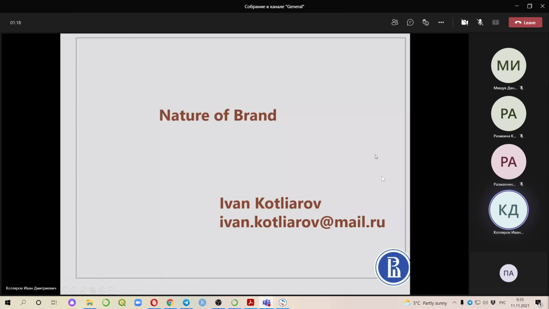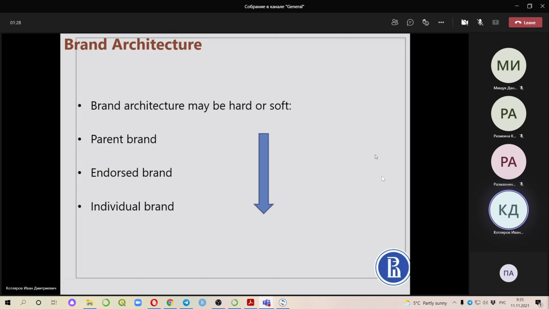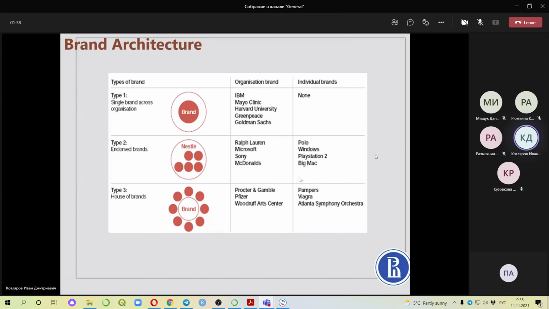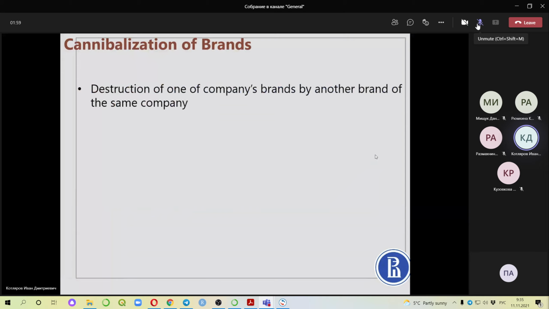Okay, so, ladies and gentlemen, as you remember, last time we discussed some topics related to brand management. Today we'll continue this analysis. So, could you please remind me at which topic we finished our previous lecture? If I'm not mistaken, we arrived at this table and after that we stopped. Am I correct? We stopped somewhere on that slide. Okay, so have we discussed the problem of cannibalization? Don't think so.